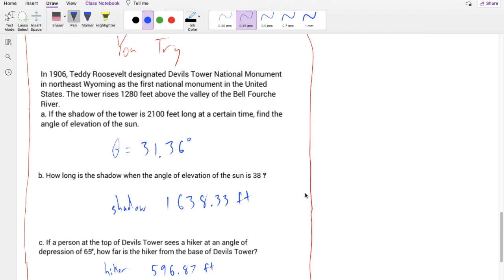And on the last one, you would want to, again, make another triangle to help solve this problem, and the hiker is 596.87 feet. Remember, the angle of depression is you looking down from eye level, so make sure that you drew that triangle correctly.